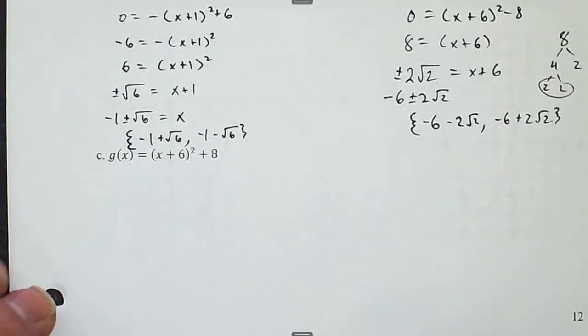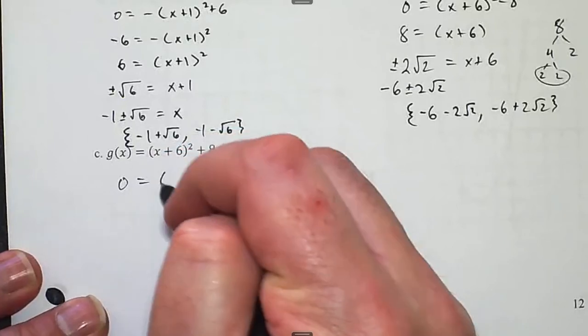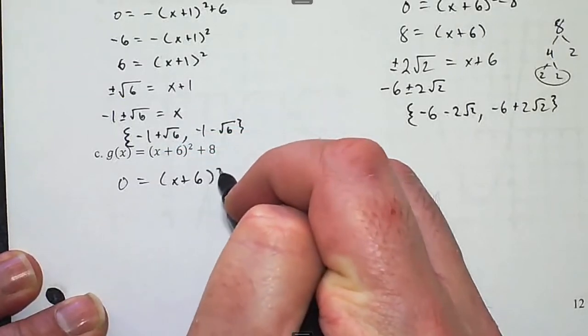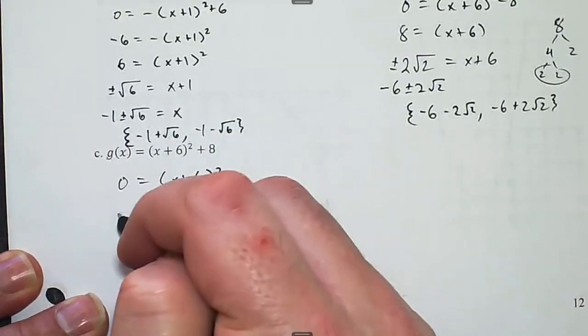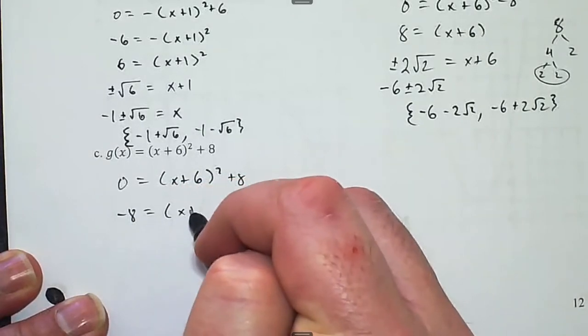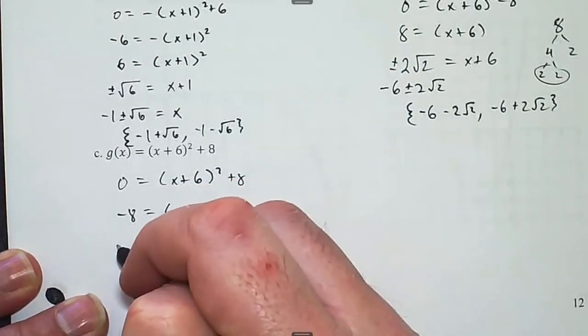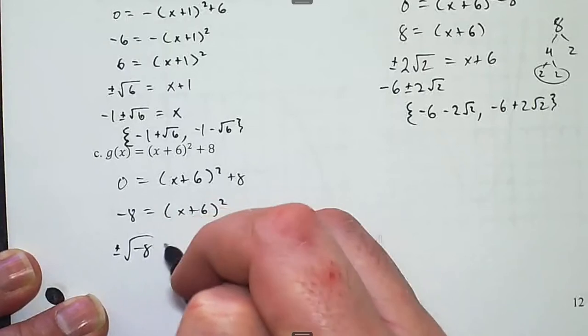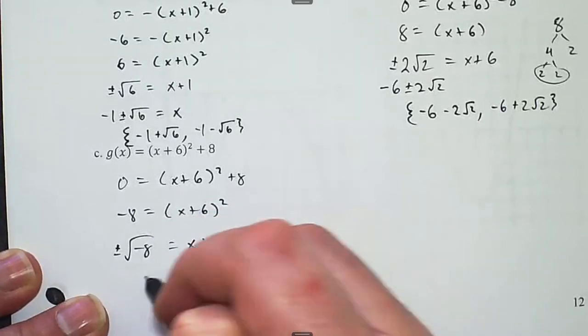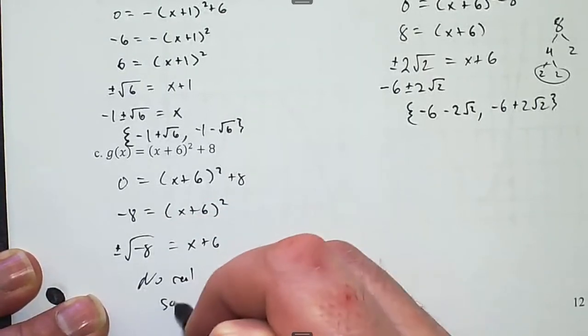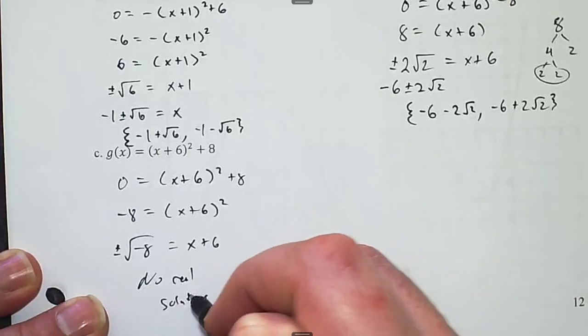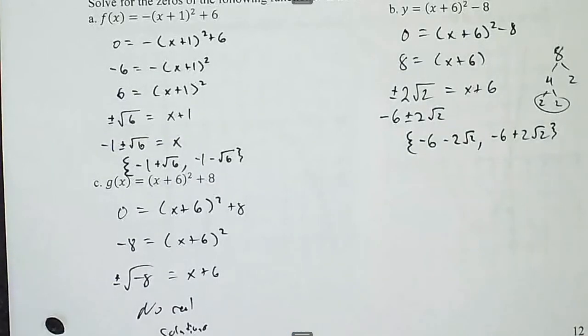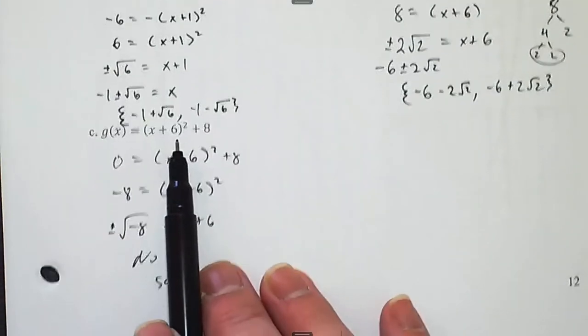All right, let's take a look at the last one. This one here is going to be a little bit different. So I'll move the 8 over. But I can't take the square root of negative 8 because it's the square root of a negative number, so there's no real solutions here.